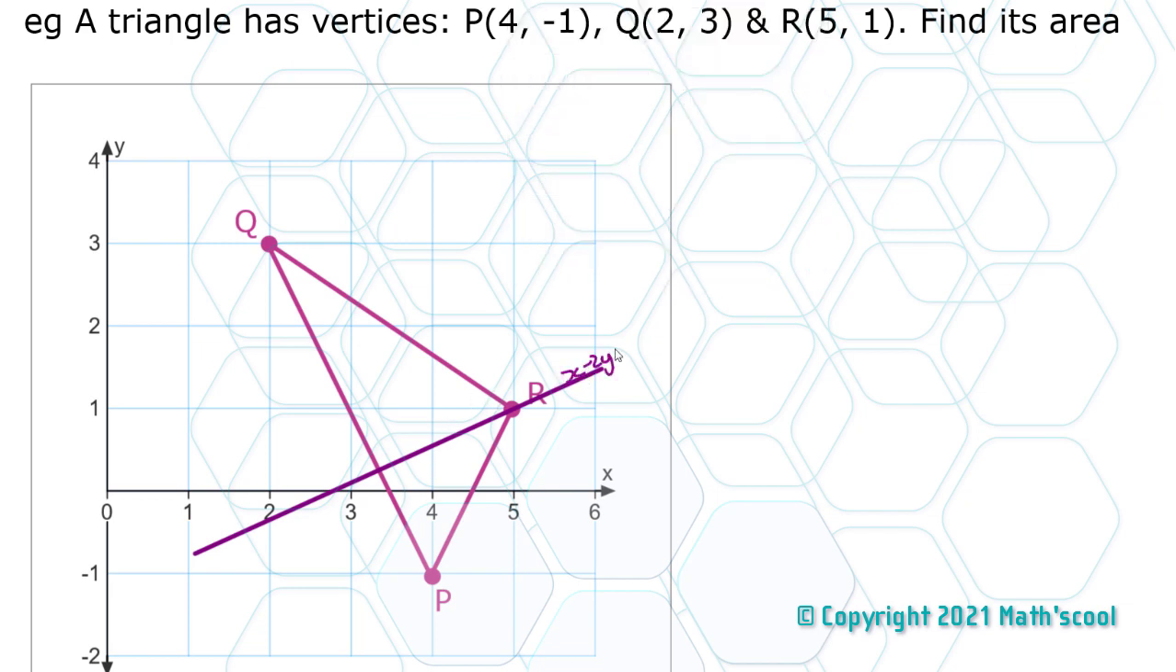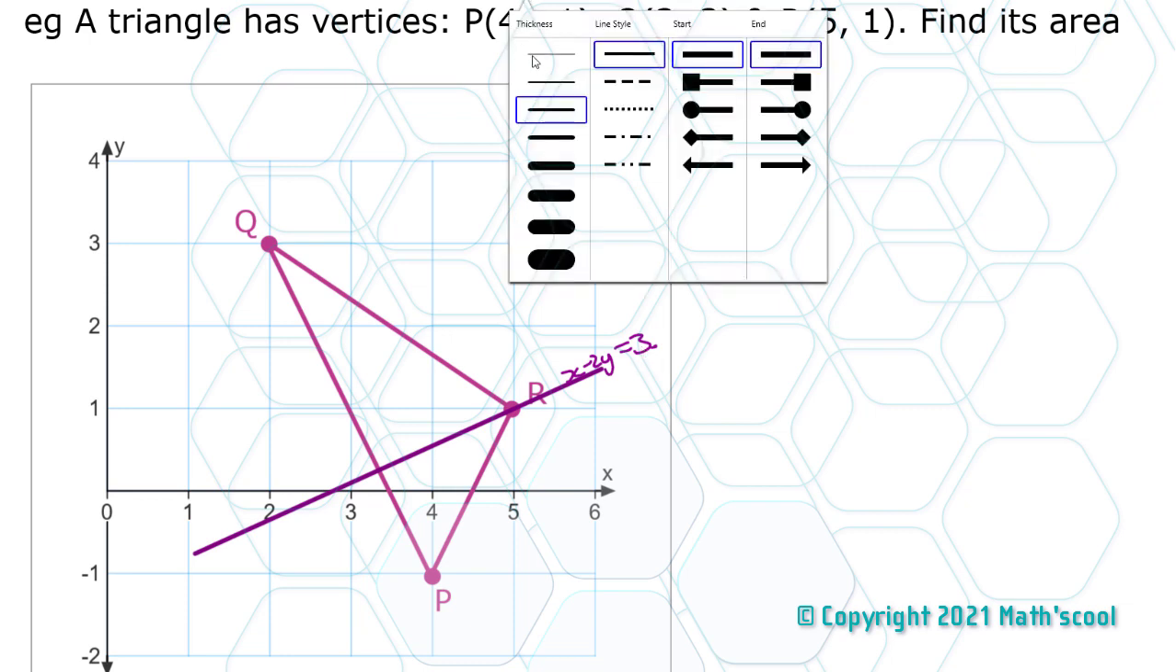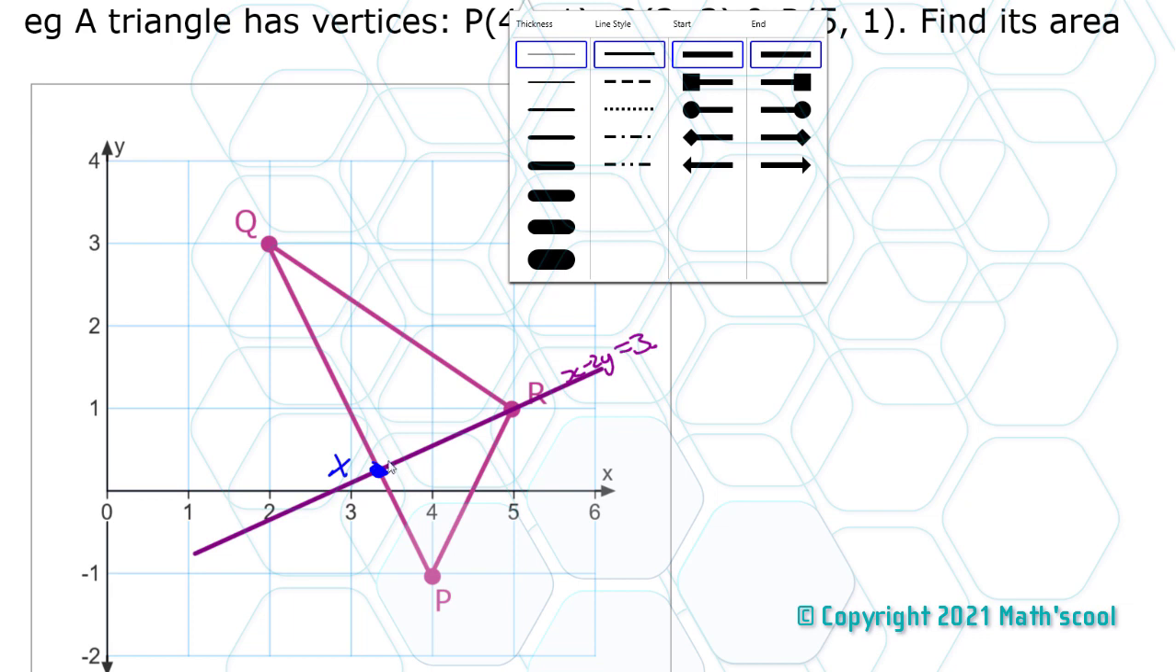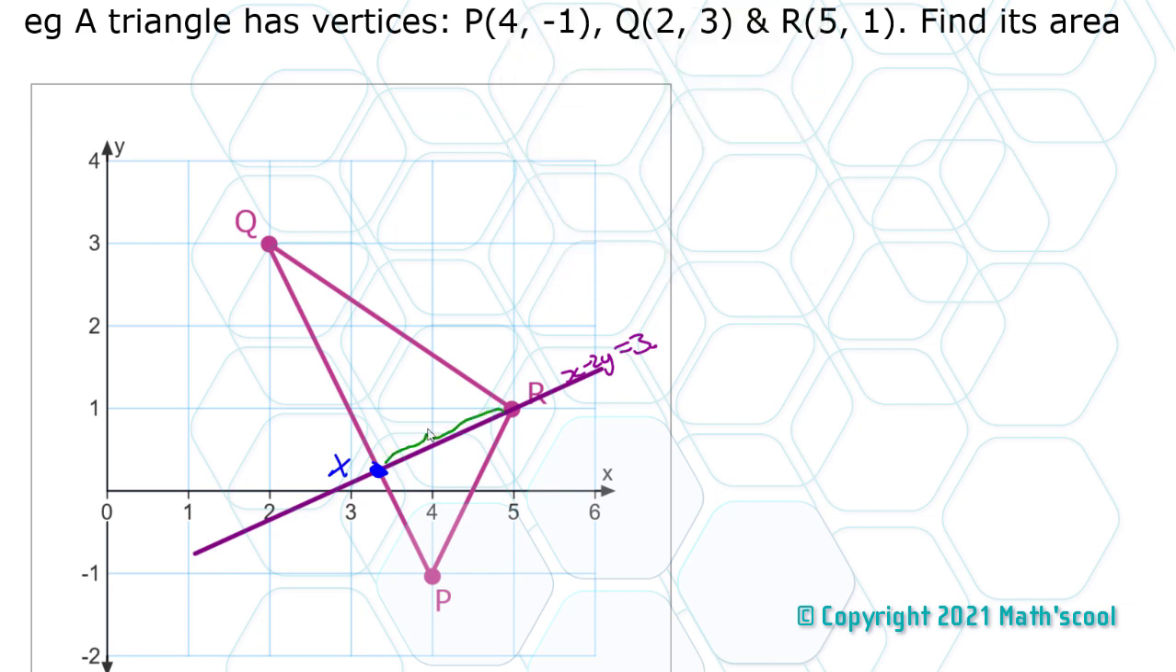X minus 2y equals 3. That's going to help us because if we can find this point here, let's call it X, then this can be the height of the triangle. This can be the height of the triangle. And then that will be the base of the triangle. Okay, but we'd need to find the coordinates of X first.